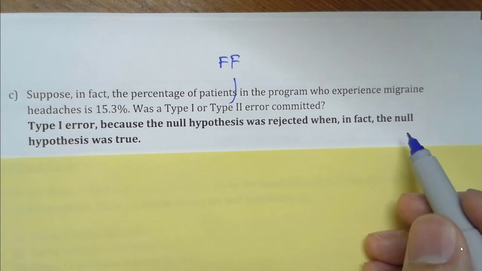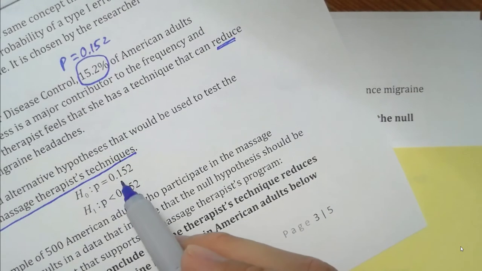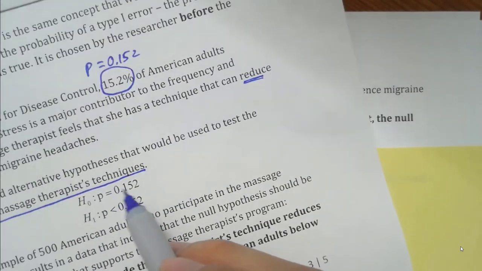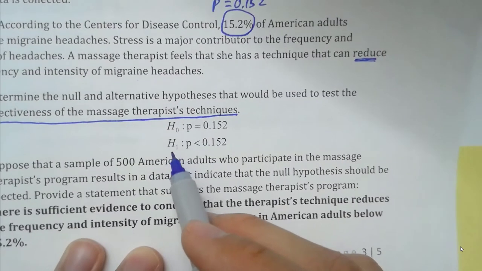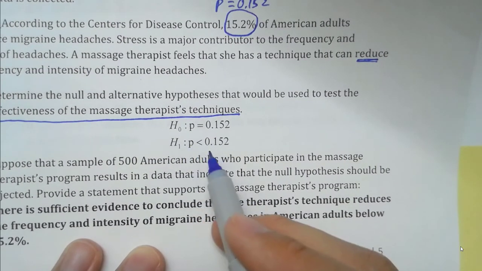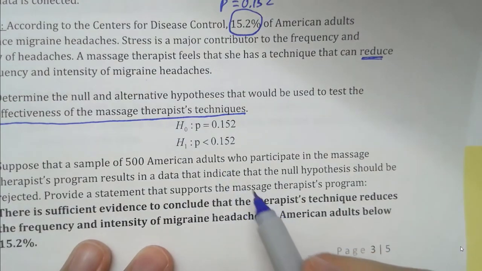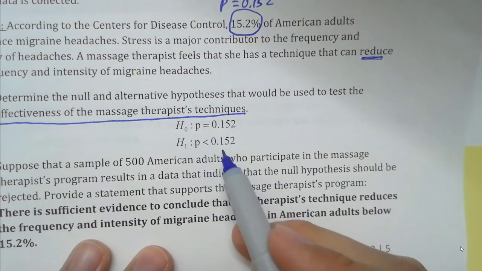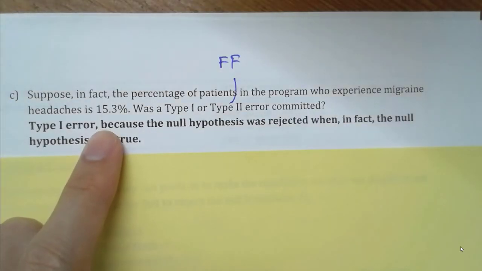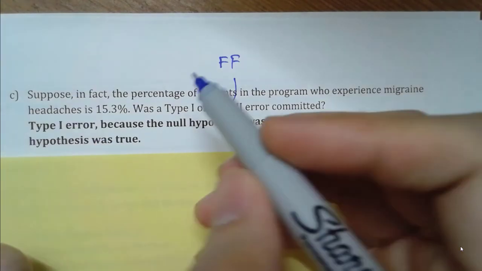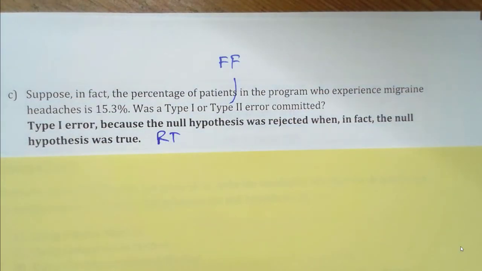Because the null hypothesis says, right here, it's equal to 0.152, and then the alternative hypothesis is saying that the technique of the massage therapist is effective. It's less than, but now in fact it's not less than, it's increasing, and therefore we reject the null hypothesis when it is true. So RT and RT, that should be type 1 error.